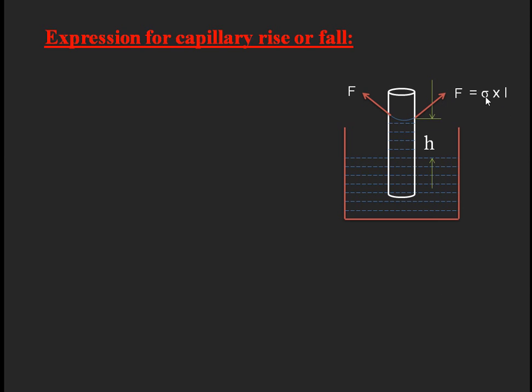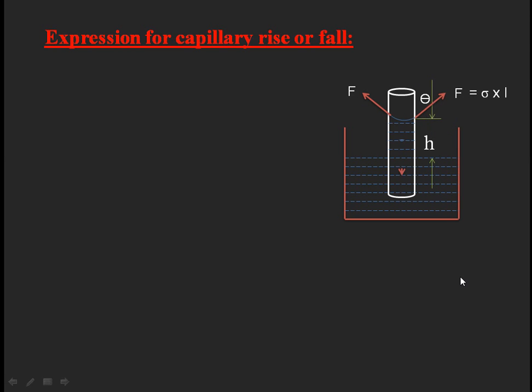That force due to surface tension can be written as sigma into L, surface tension into length. Why? Because the surface tension formula is force per length. So force is equal to sigma, the surface tension, into length. Again, it is acting at a particular angle, with a certain inclination. So I take theta as the angle of contact, which is the angle between the surface of the glass tube and the direction of the force due to surface tension.